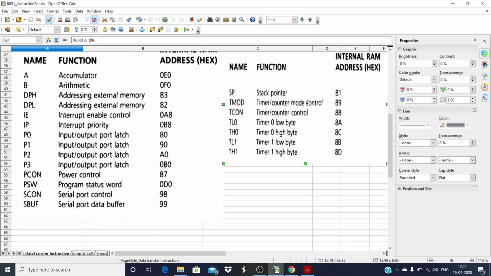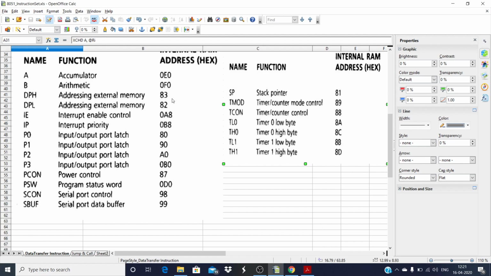This image I have taken from the Kenneth Ayala book of 8051 microcontroller. Okay, so you can read that book also. You will get to understand more in detail on 8051 microcontroller. So all these are the SFRs and their addresses. You can write the name of the SFR, or you can write the address of the SFR also. It will give you the same effect, no issues.